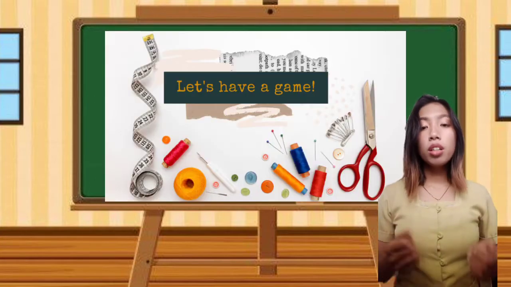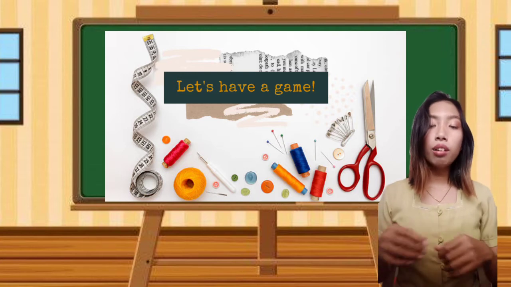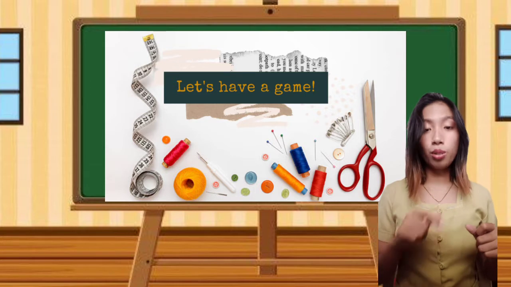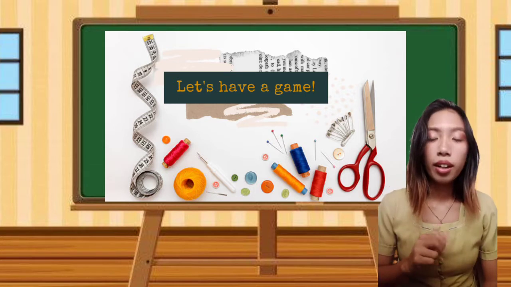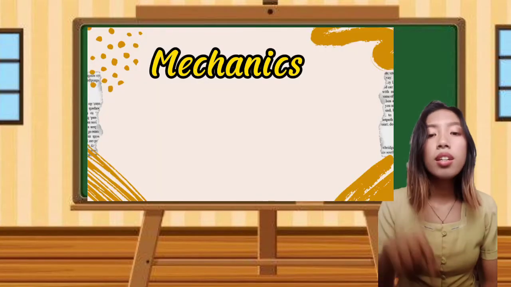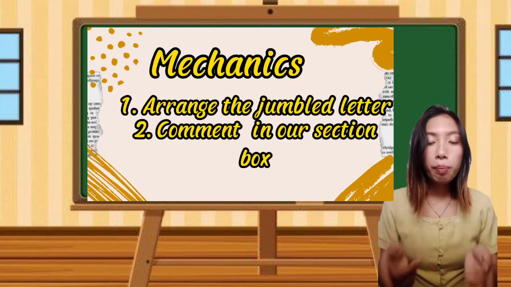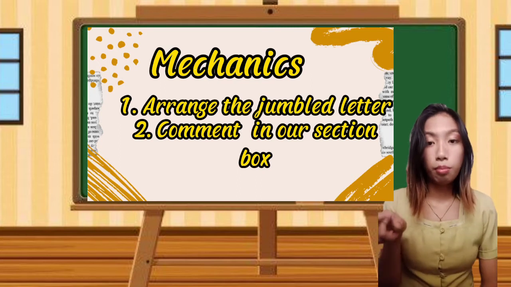Class, before we proceed to our new lesson, I prepared jumbled letters for you to arrange as a guide for our new topic. Isn't it clear, class? Okay, are you ready? The mechanics of this game: step number 1, you need to arrange the jumbled letters. Step number 2, you need to comment in our section box.